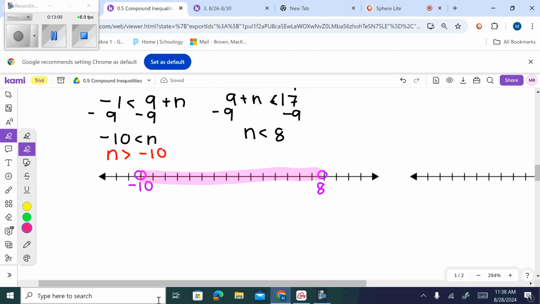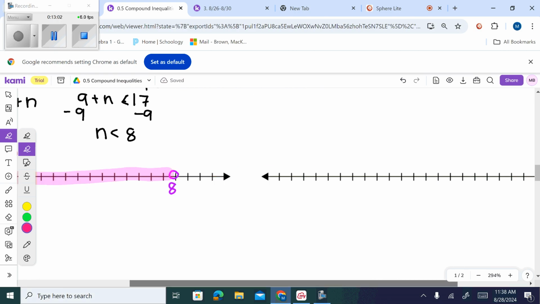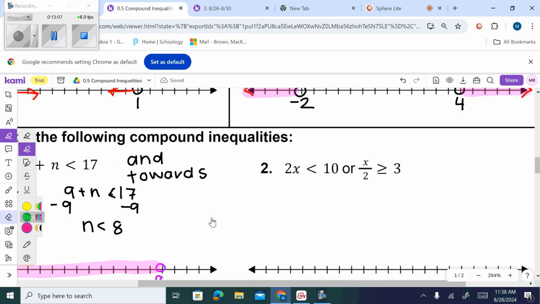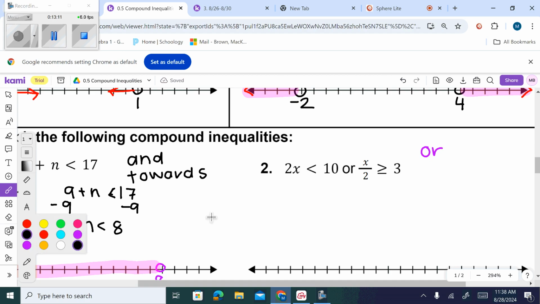Alright. Number, what is this, 2? Yeah. Alright, 2. And or an or? Or, so they should be going which way? Opposite. Alright, so when I set this up, I got 2x is less than 10.